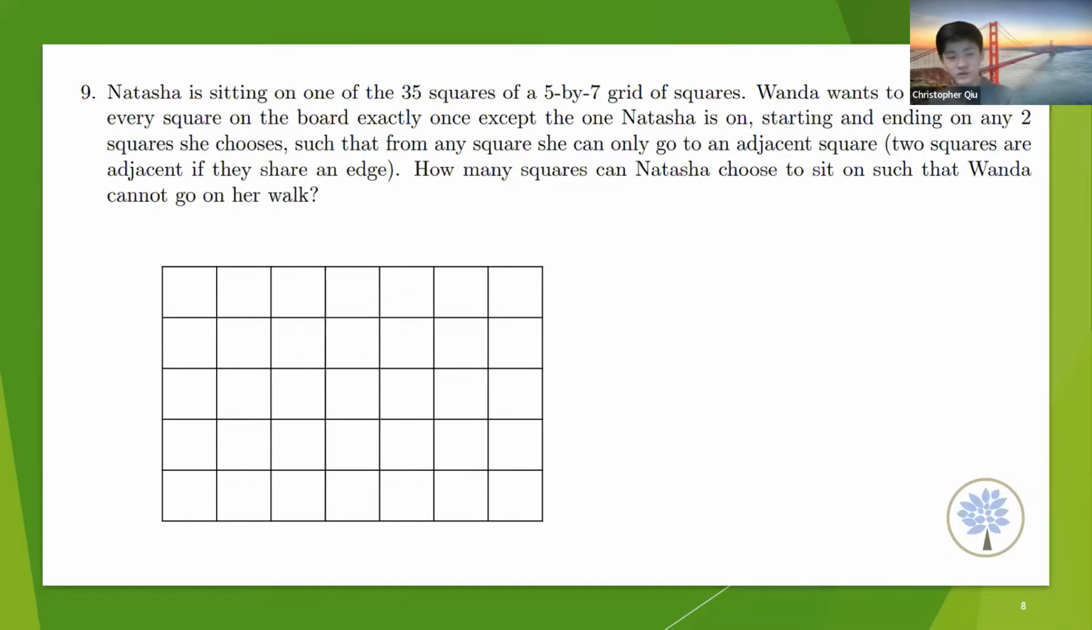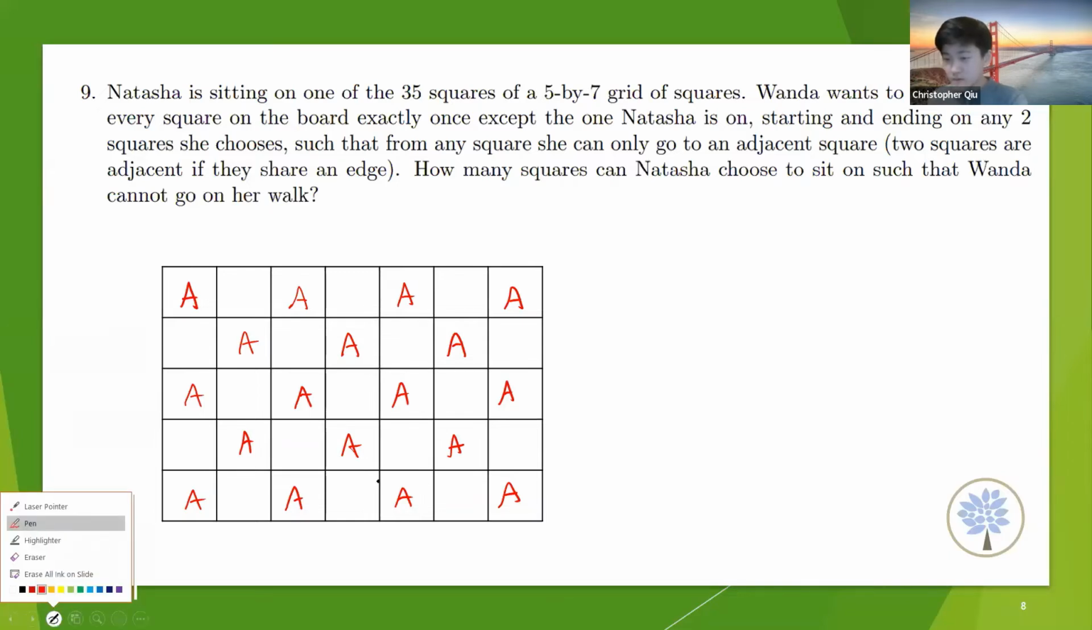So here we're going to do a trick. What we're going to do here is color the board into two colors, somewhat like a chessboard coloring. So let's label these squares as A squares, and they'll appear here, here, here, here, exactly in a chessboard fashion. And let's consider what happens if Natasha sits on a square labeled A, or rather, what happens if Natasha chooses to sit on a square not labeled A. So let's say Natasha sits over here.